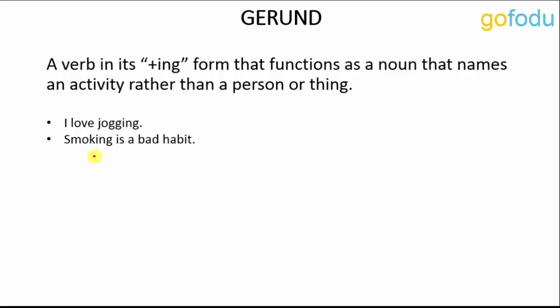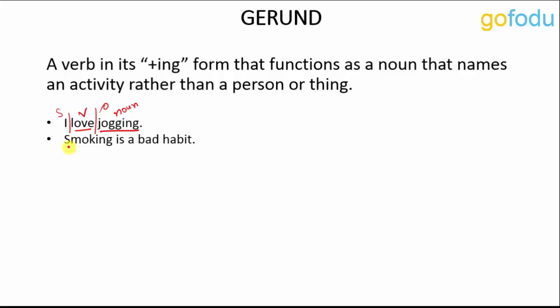Let's check an example. I love jogging. See, if I say I jog every day, that would be a verb. If I say I love jogging, the process of jog is called jogging. That's the name of the process. So here it becomes a gerund, here it becomes a noun. So it would be a noun or a gerund. And love would be the verb. So this would be subject, this would be object.